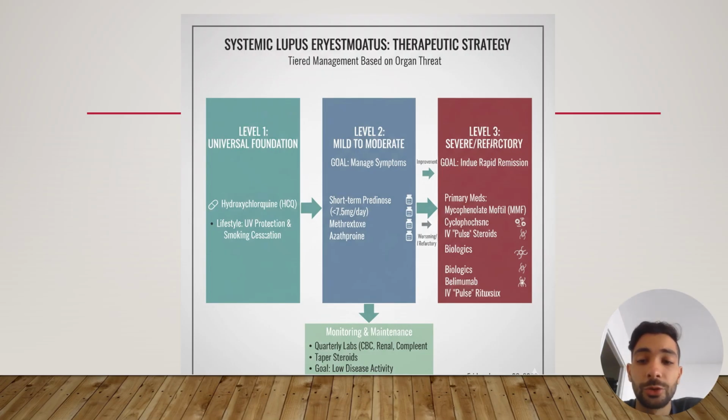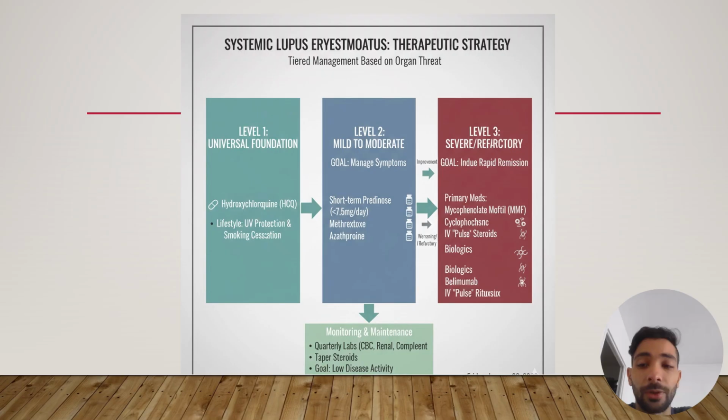Level 2, mild to moderate disease. If a patient has active symptoms like arthritis or skin rashes that are not controlled by HCQ alone, we move to level 2. Here we use low-dose prednisone, ideally less than 7.5 milligrams a day, to bridge the gap while we start steroid-sparing agents. Medications like methotrexate or azathioprine help keep the disease quiet so we can get the patient off the steroids as quickly as possible, avoiding side effects like weight gain or bone loss.